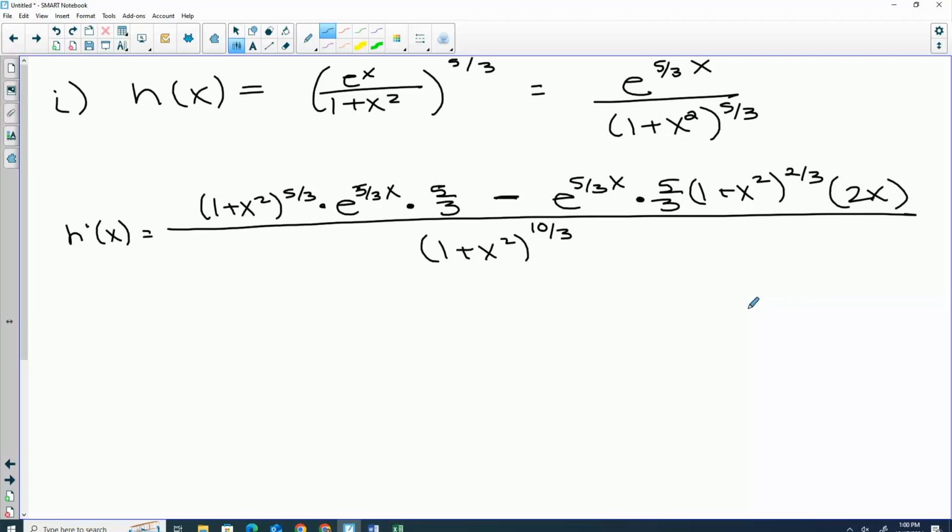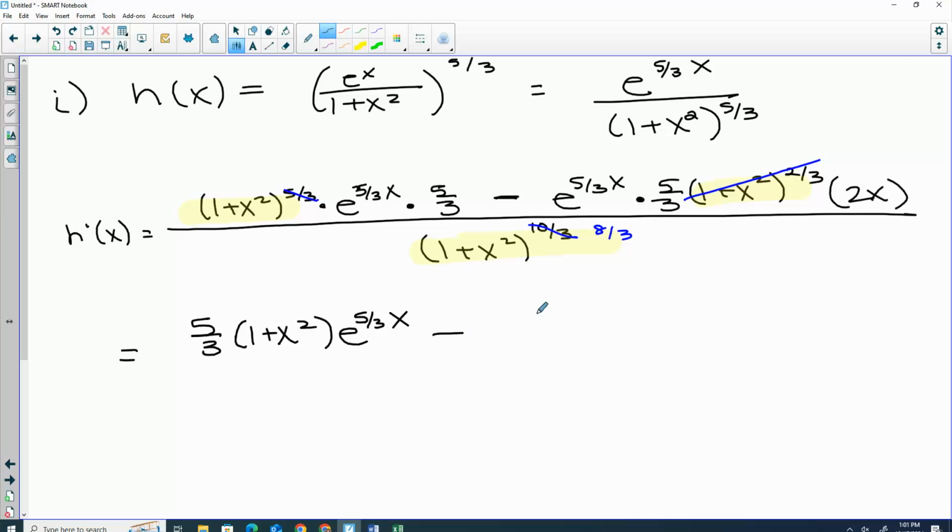Is everybody okay here? You'll notice we have 2 terms, and they all have this. So we can take out the smallest exponent, which is 2/3. 5/3 minus 2/3 is just 1. 10/3 minus 2/3 is 8/3. Okay. So I have a 5/3, 1 plus x squared, e to the 5/3 x.